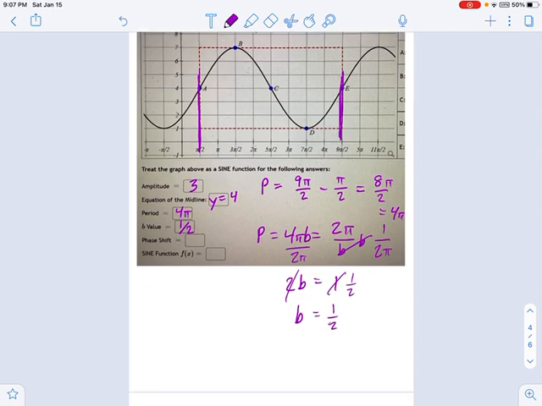Phase shift is actually one of the easier things to figure out. You just look where it begins. It's the starting point of your parent function. So that is a phase shift of pi over 2.